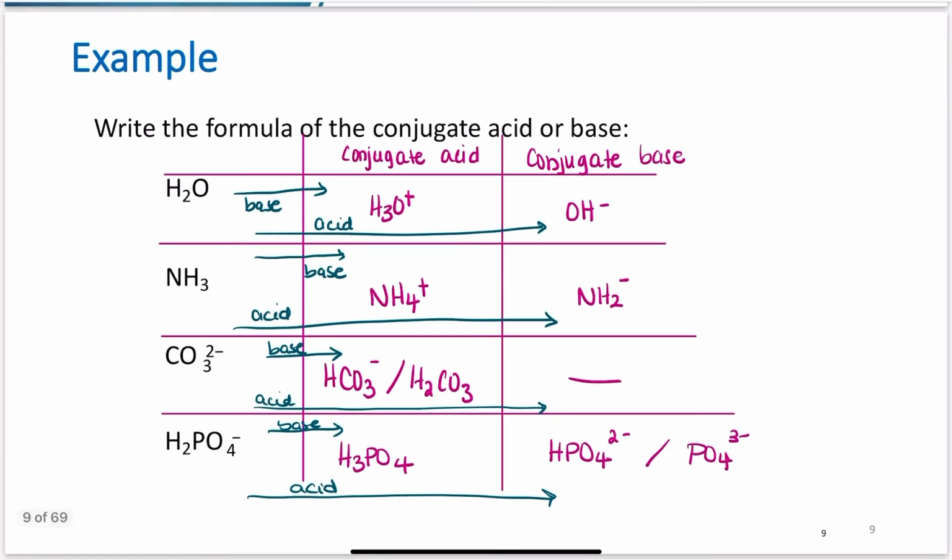Practice these. You should be able to identify the conjugate acid or base or both for any species we give you. If it has a proton, it can theoretically act as an acid. It can theoretically donate it. Will it? Depends on the system. But theoretically, if it has a proton, it can donate it. If it has a lone pair, it can act as a base and accept a proton.